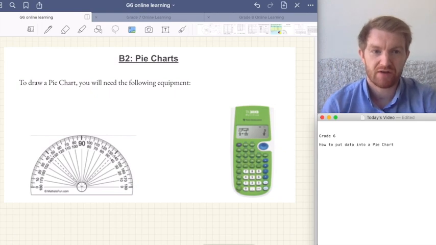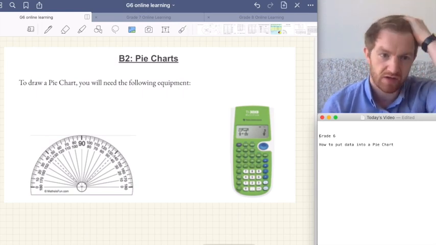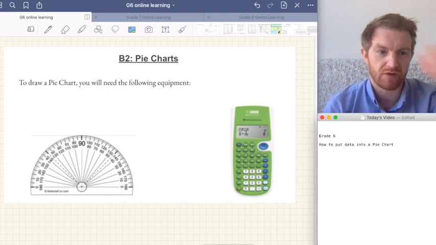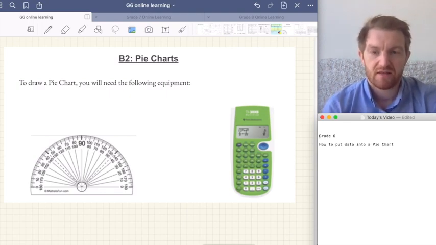If you don't have either of those two things, I know there's still some places you can order them online, so you need to obviously look into that. If this is something that you can't do today because you don't have this equipment, or you can't borrow it from siblings or someone else in your family, then obviously you'll have to come back to this at a time when you do have it, because I'm going to show you how to do it, and obviously if you don't have a protractor you won't be able to do it.